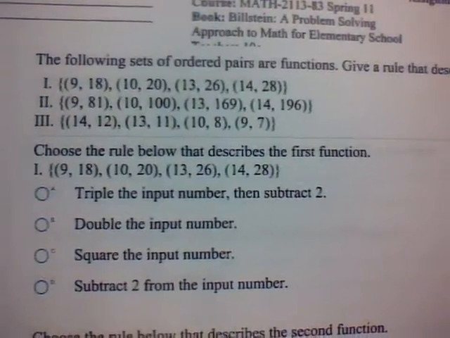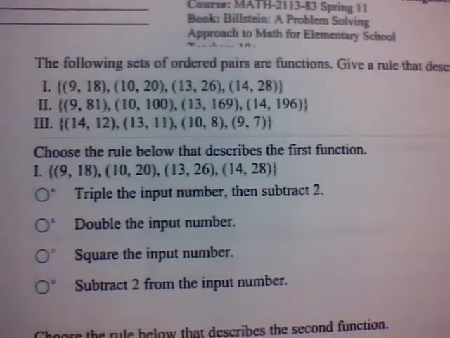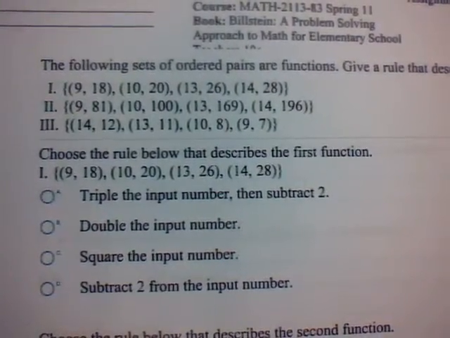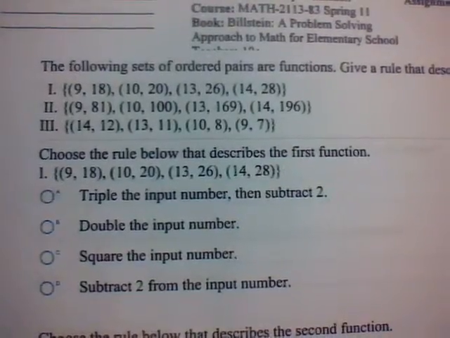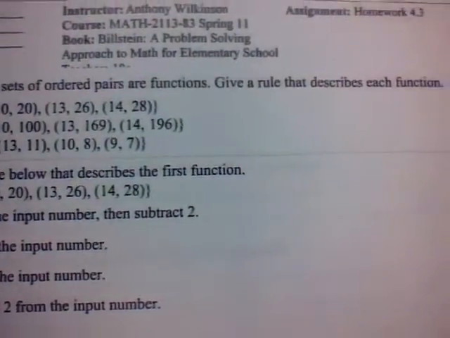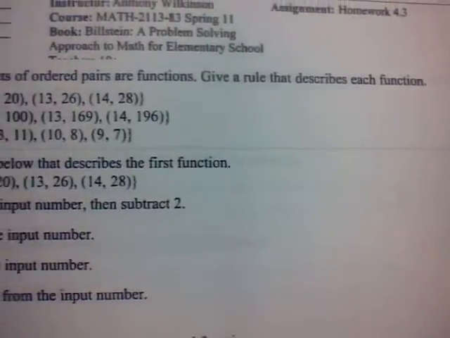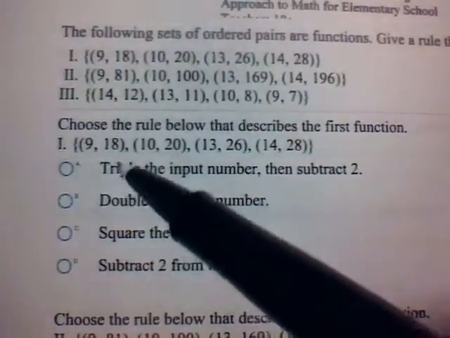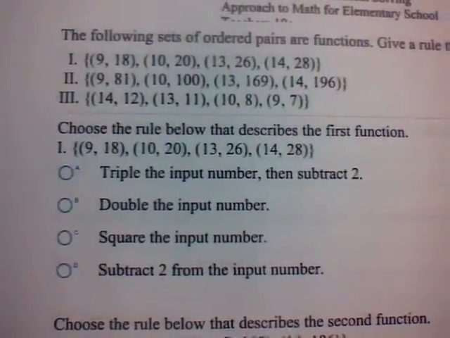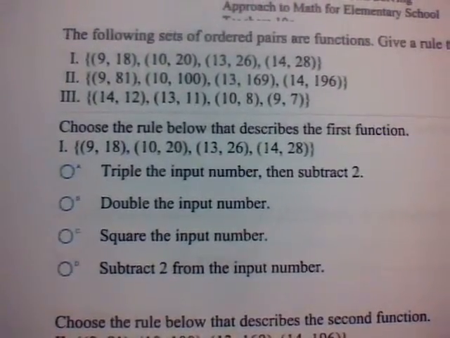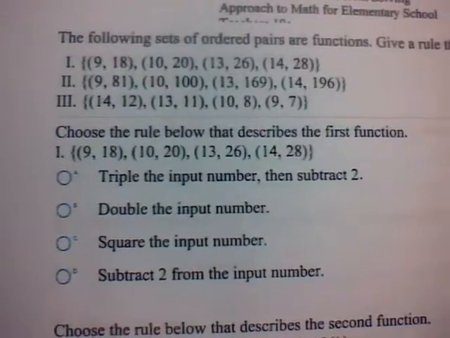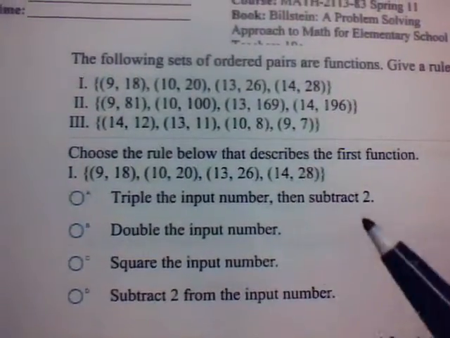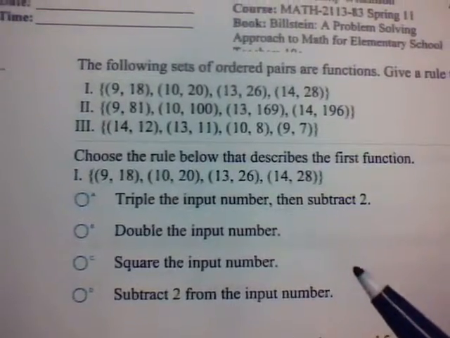Okay, we'll look at some of the homework problems that are in section 4.3. Like in this case, problem number 1, the following sets of ordered pairs are functions. Give a rule that describes each function. Like in this first one, you have 9, 18, 10, 20, 13, 26, 14, 28. And you want to find out which one of these four rules describes the first function.